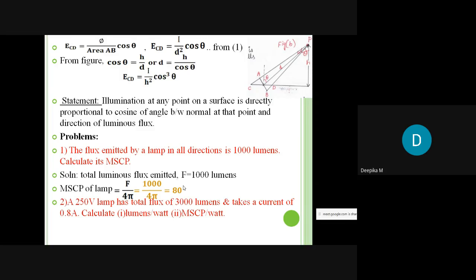Next, the second problem goes like this: a 250 volt lamp has a total flux of 3000 lumens and takes a current of 0.8 ampere. We have to calculate lumens per watt and MSCP per watt. So wattage of the lamp is nothing but the unit of power. Power can be written as voltage into current. Here we know the voltage and the current, correct? So if I substitute, I'll get the wattage of the lamp as 200 watt. Thus we have calculated the wattage of the lamp.